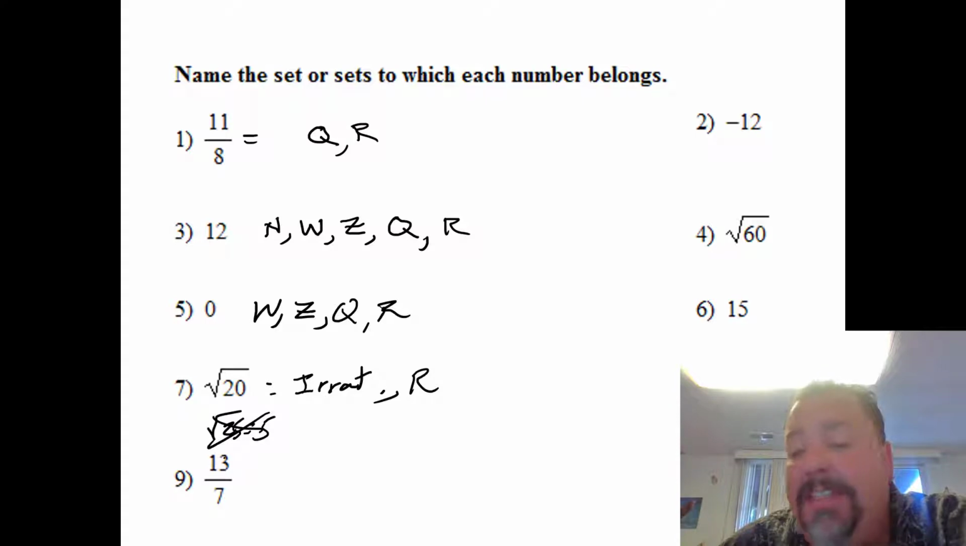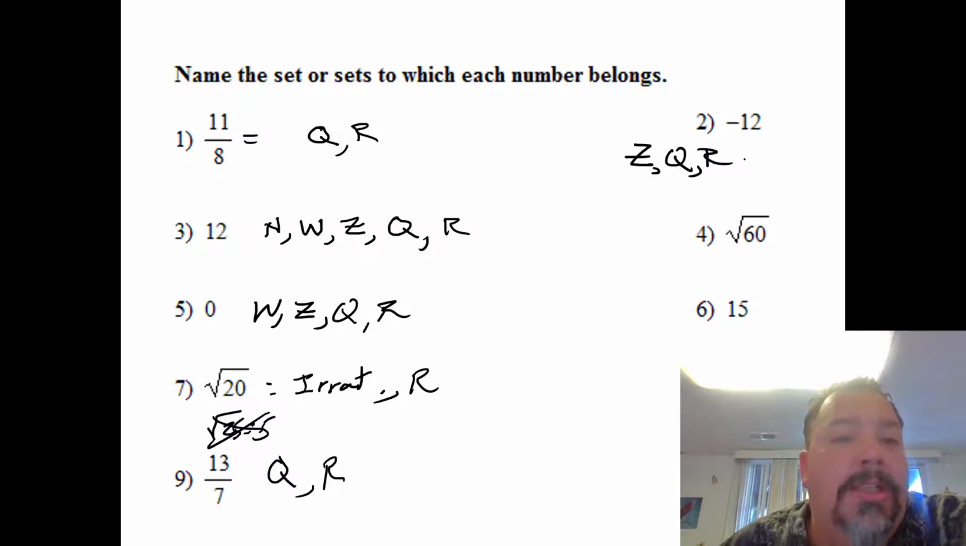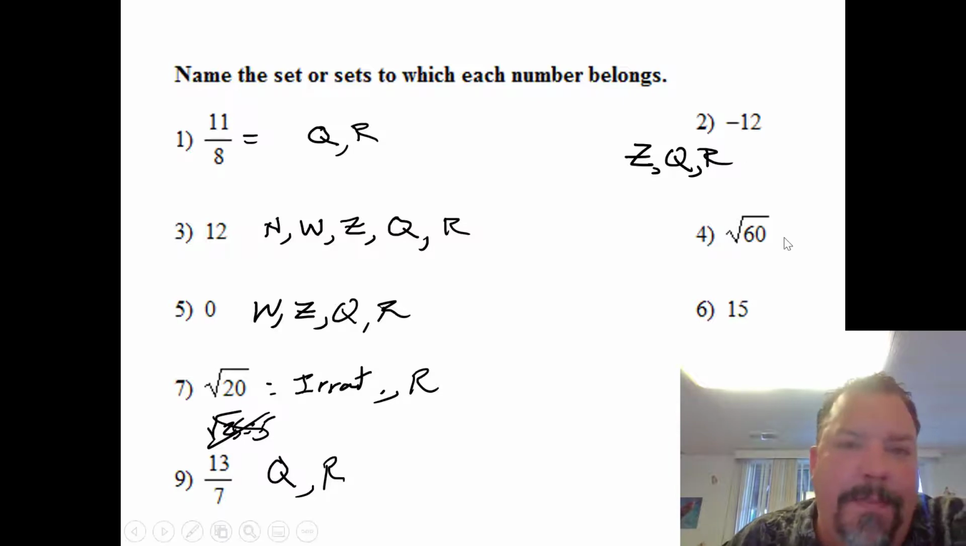What about 13/7? What do you think that would be? Well, if you said rational, you are correct. So that is a rational, and that is a real. We'll do one more here. What about -12? Well, it looks like 12, except -12 is not a counting number, so the first place you would see -12 would be the integers. And then, of course, it's a rational number, and it is a real number. So hopefully that gives you enough practice, enough sample example questions here to get an idea of how to do this. If you have any questions, just let me know.